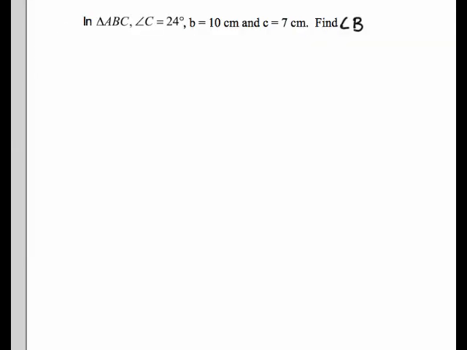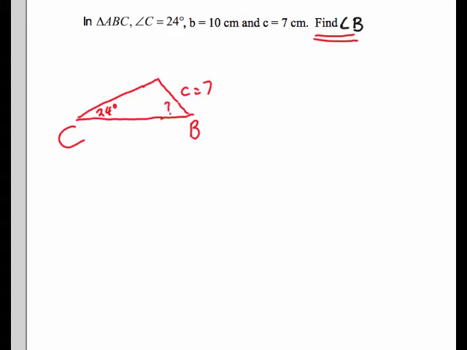Alright, we have a triangle with 3 pieces of given information and we want to find angle B. So angle C, let's just position that about here, 24 degrees. So side C would be across from that. 7, let's say. C is 7. And if this is B, this is what we don't know, and we know across from that is 10 centimeters. And so I've got a sketch of what this might look like.